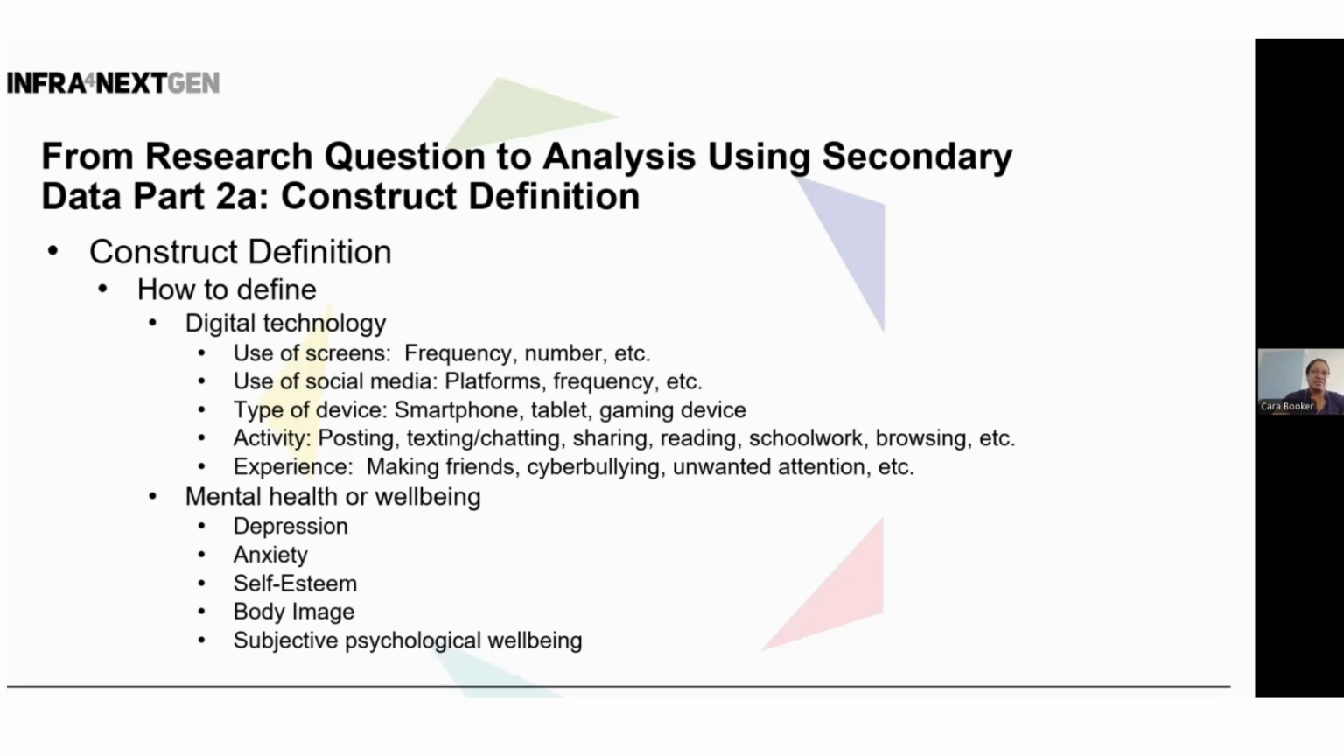And then again, with mental health, there's lots of ways to define mental health or to measure mental health. And this could be through measurements of depression or anxiety. You can look at self-esteem. You can look at body image. You've got subjective psychological well-being. And again, there are different measures within each of these different definitions. So it can get quite complex. But if I'm just going to stick to use of screens, say, and anxiety as my main, or subjective psychological well-being as my main constructs for this example that we're going to talk through.